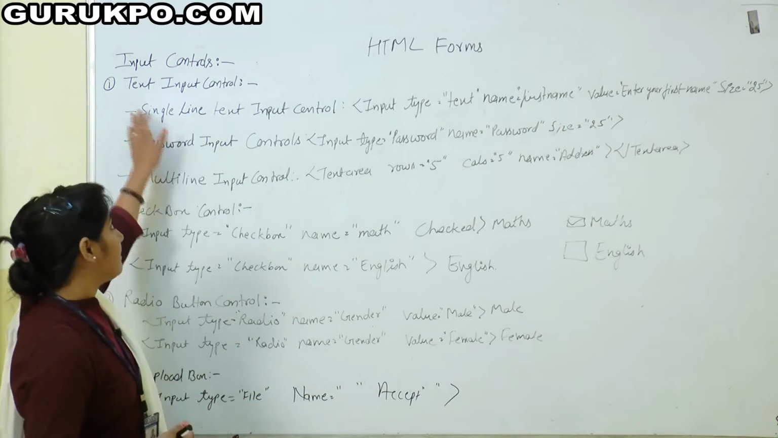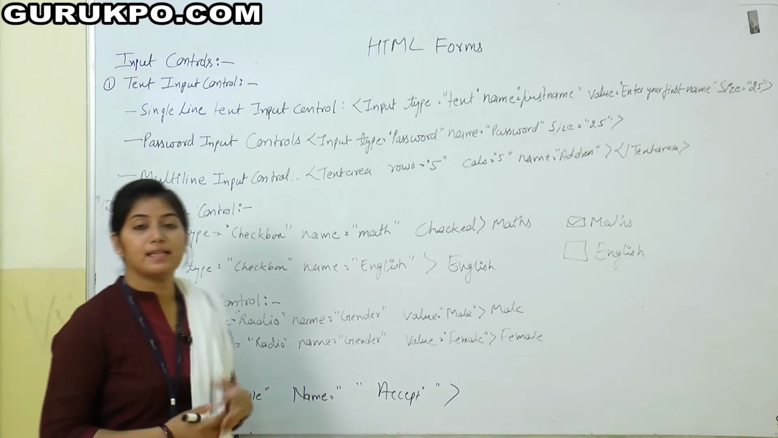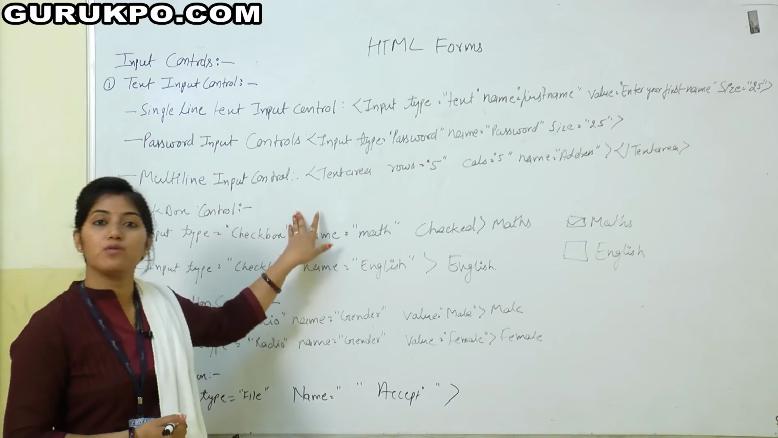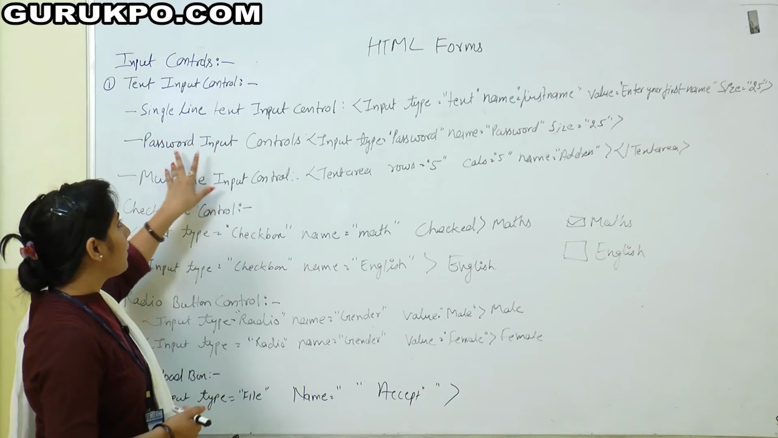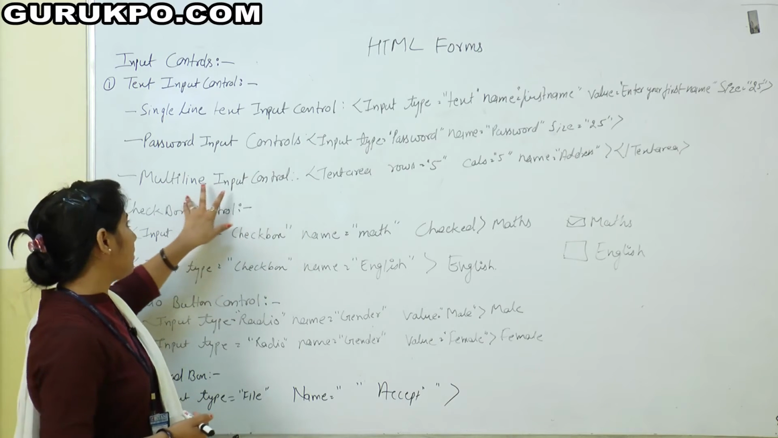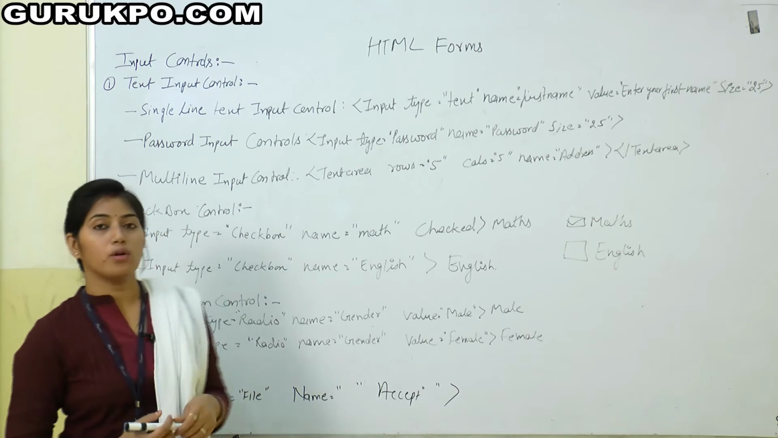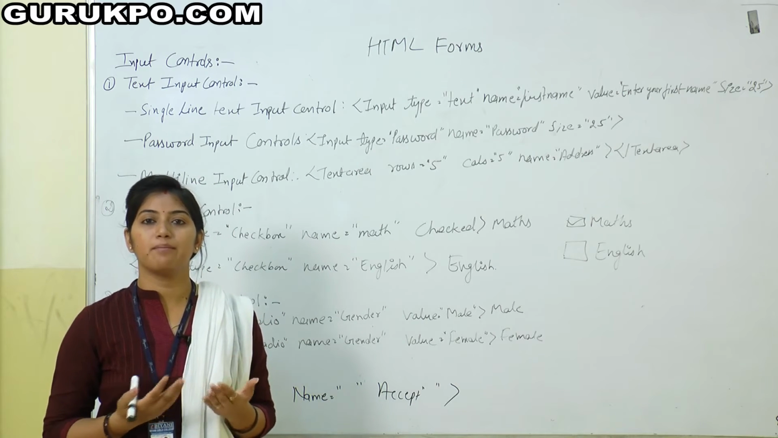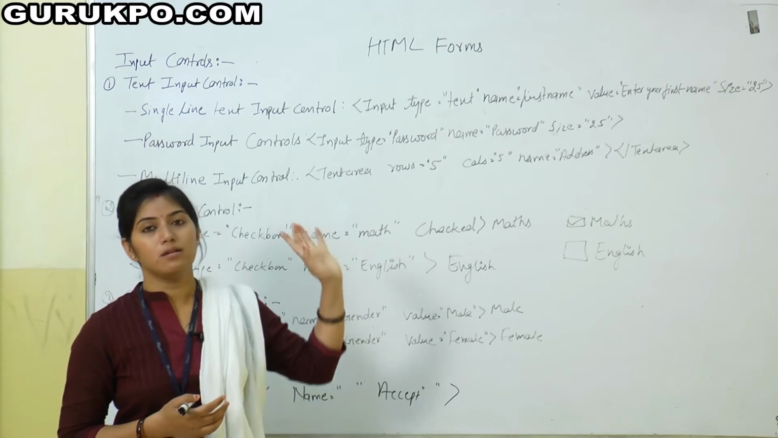First one is text input control. Text input control accepts text input from the user. It can accept input by three methods: single line text input control, password input control and multiple line input control. In text input control, we input a single line statement, for example our first name, last name. It will be used in input type single line control.